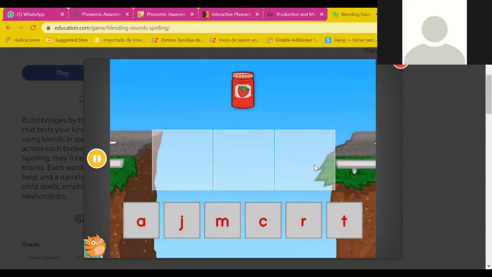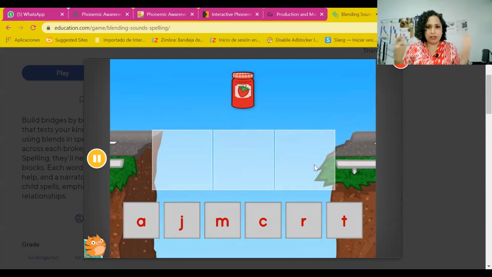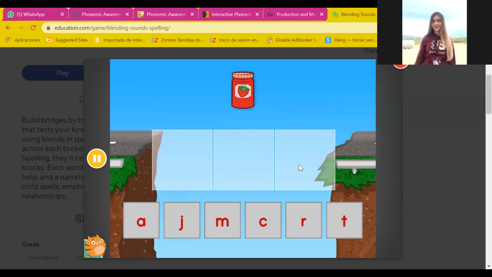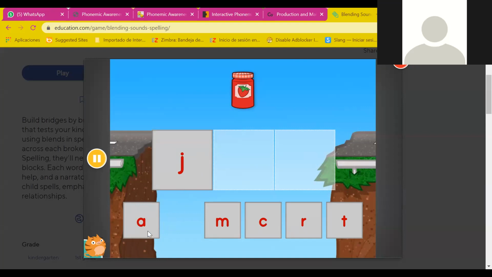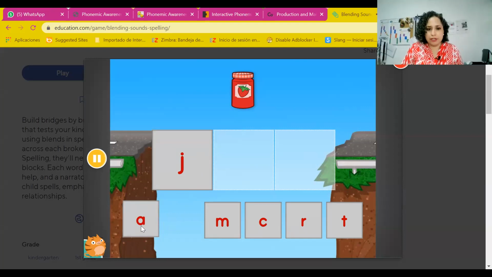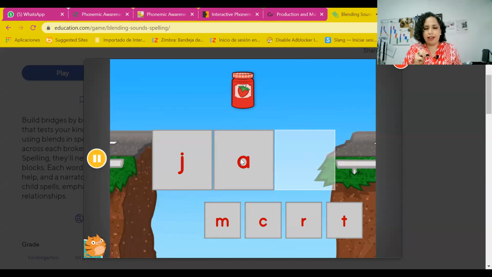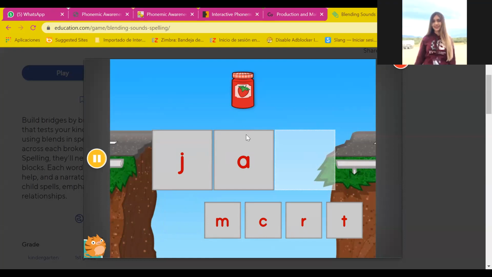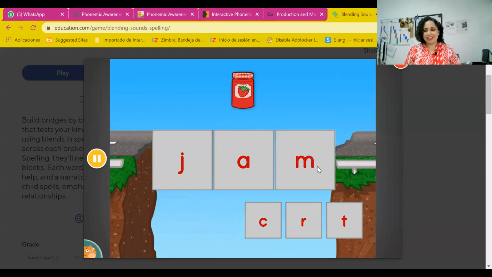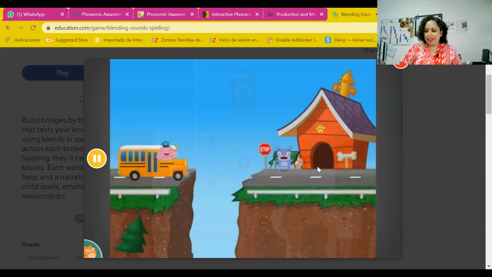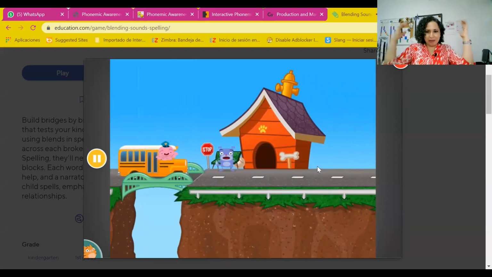Spell the word jam. Jam. What should we do? J. Jam. J. Then A, because it gives the sound which is from A. And then the sound? M. Spell the word jam. From the sound J. Jam. Jam. Awesome. We got another bridge.